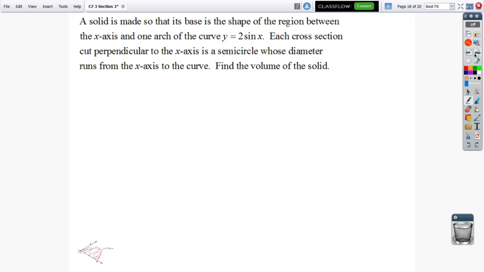Looking a little bit further, ooh man. A solid is made so that its base is the shape of the region between the x-axis and one arch of the curve y equals 2 sine of x. Each cross-section cut perpendicular to the x-axis is a semicircle whose diameter runs from the x-axis to the curve. So this is a little bit different from the other problems that we've been talking about. This is a non-circular cross-section. Those do pop up just like that first example with the pyramid.